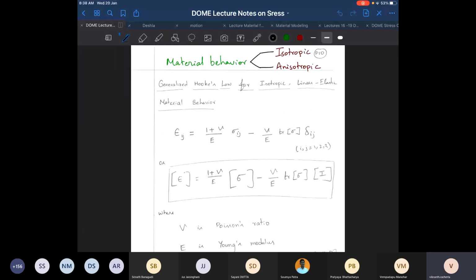Right. So next, that was isotropic. Next, let us come to linear elastic. There are two words here, linear and elastic. So first thing is, we are saying that we are only going to concern ourselves with elastic behavior of materials. So why are we not considering plastic behavior? Why are we limiting ourselves to only elastic behavior of materials?